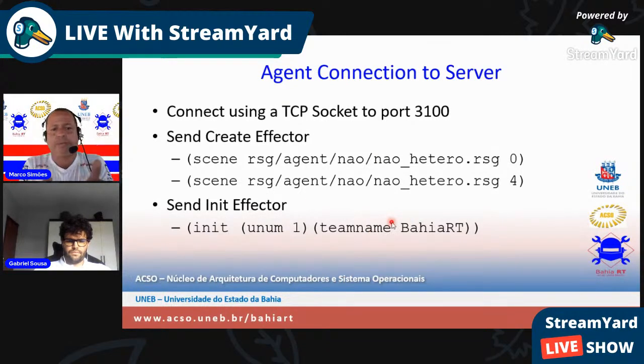After this is completed, we say that the agent is completely connected to the RoboCup soccer server, and he's ready to start the game. Because of the management of multi-threading inside the simulator, you cannot connect two agents at the same time. A second agent can only start his connection when the last agent sent this init command. If you try to connect and send a new scene command before the previous agent sent his init command and his connection is finished by the server, you get an error in the server and the team cannot go into the field. So it's something you should be aware of.